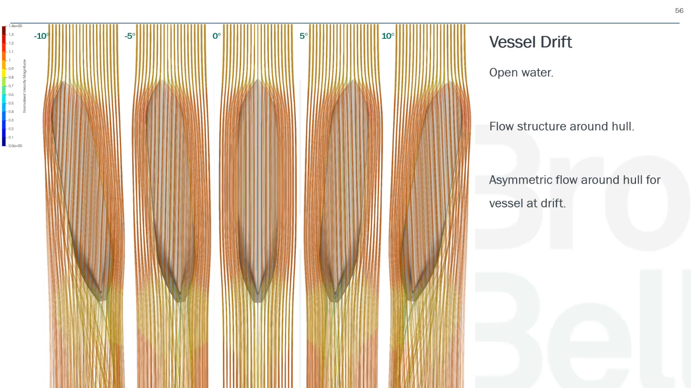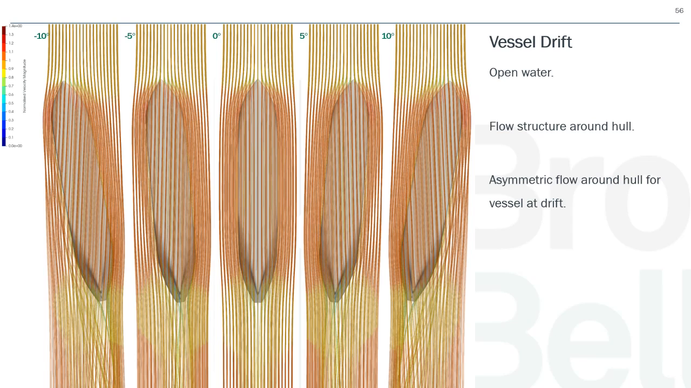For the no drift case, and immediately when you start plotting your flow structure around your vessel, you see you have asymmetry purely as a result of your drift angle. So for these plots, it's all in open water. The only influence is your drift angle. So you have high asymmetry in your -10 direction there, less so in your 5, and then the mirror image in your +5 and +10.